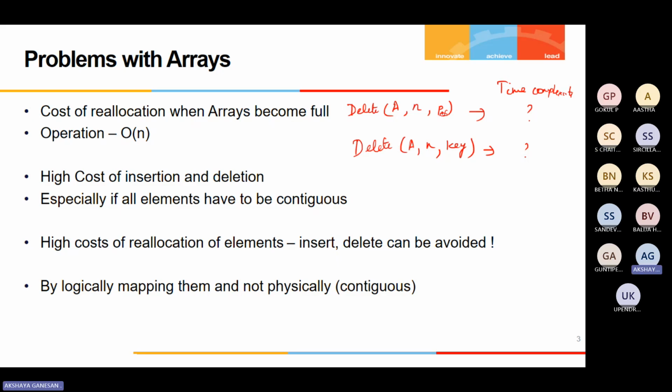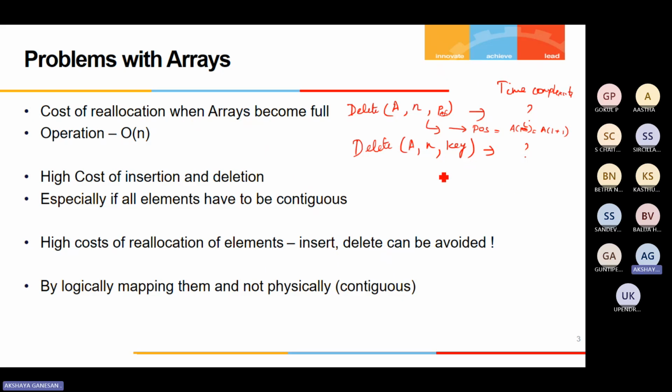Yes. So in this delete by position, what do you actually do? You traverse to the position, for i equal to i plus 1 from 1 to position. And from the position, you just say A of i is equal to A of i plus 1. Right? That's all you have to do. You have to replace, that's all.